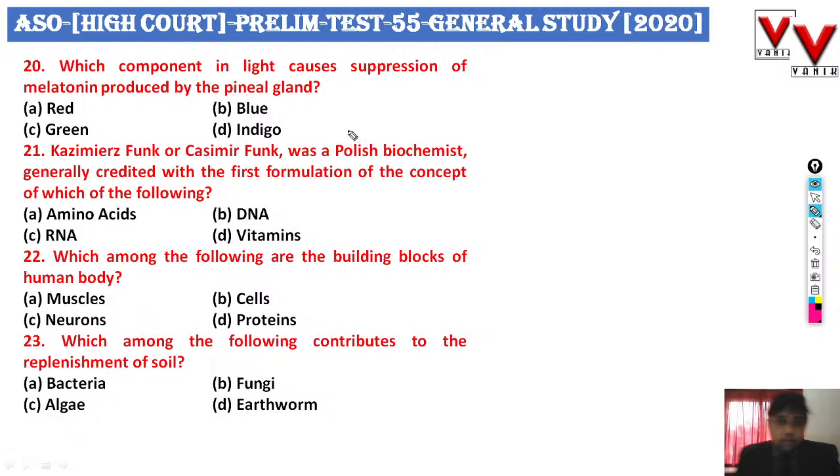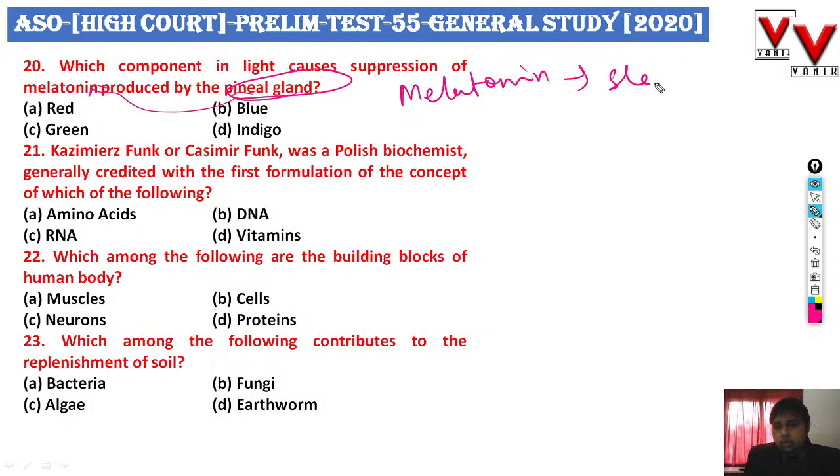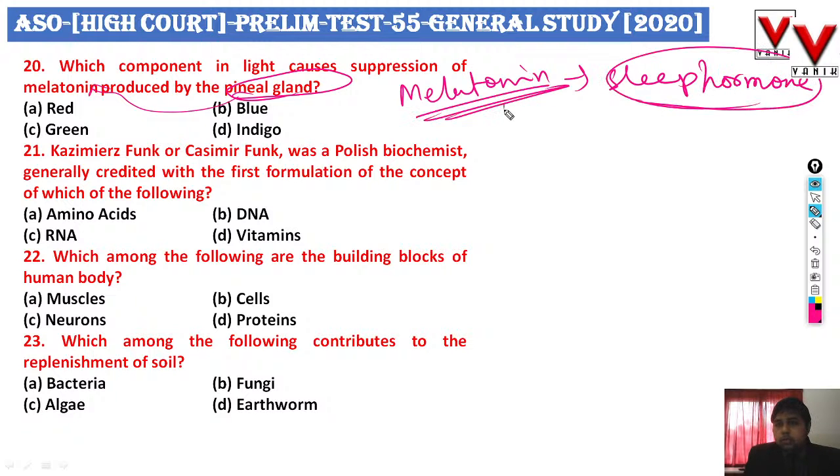Starting with question number 20. Which component of light causes suppression of melatonin produced by the pineal gland? The pineal gland secretes melatonin, which is called the sleep hormone. This melatonin is responsible for creating sleep in any living body. It doesn't suppress your red, green or indigo. It is only the blue light that suppresses the melatonin produced by the pineal gland. So the answer to this question is option B, that is blue.